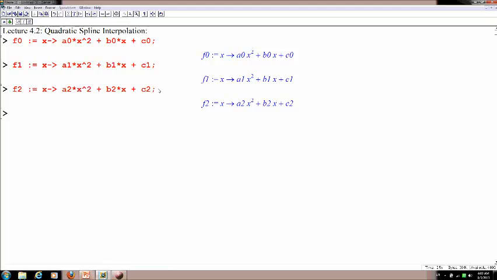Now let me use the text. Step 1, write the functions. Step 2, the first and the second functions are equal at the interior knots. Now let me use the code. Let me name it equation 1, EQ1, for the equality at the interior knots.